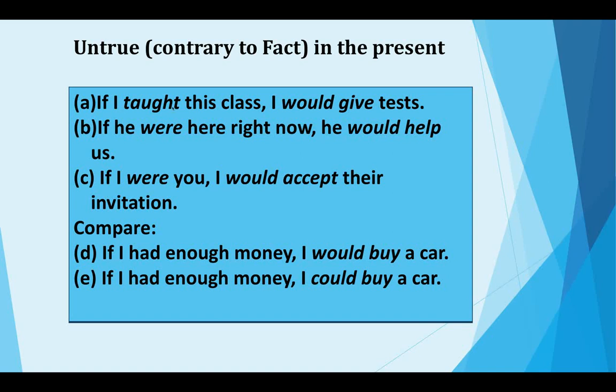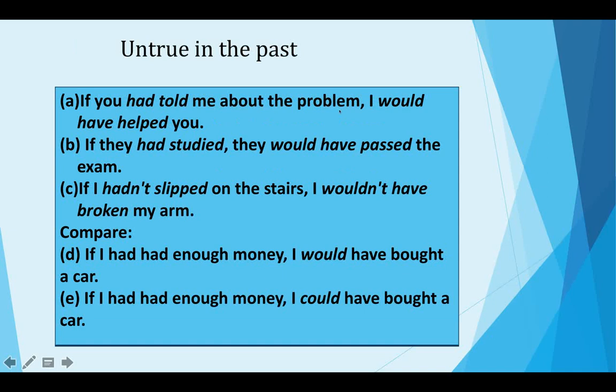Now let's compare. If I had enough money, I would buy a car. This is a desire. If I had enough money, I could buy a car. That would be a possibility. If you had told me about the problem, I would have helped you. In truth, you did not tell me about it. If they had studied, they would have passed the exam. If I hadn't slipped on the stairs, I would have broken my arm. So all these situations here, they're not true in the past.